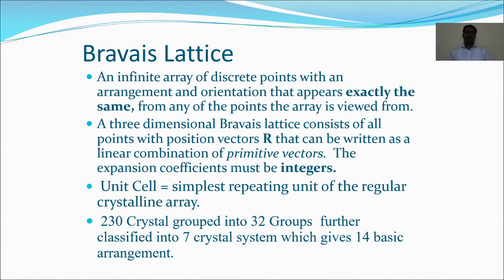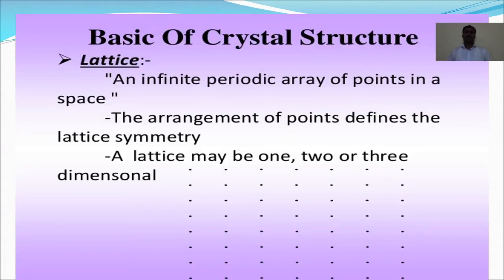230 forms of crystals grouped into 32 groups, further classified into 7 systems, which gives 14 basic arrangements. So basics of crystal structure. Lattice is an infinite periodic array of points in space. Arrangement of points defines the lattice symmetry. Lattice may be 1, 2 or more dimensional.